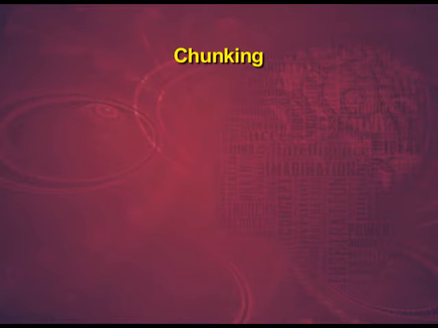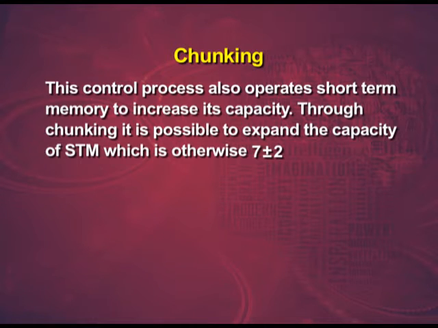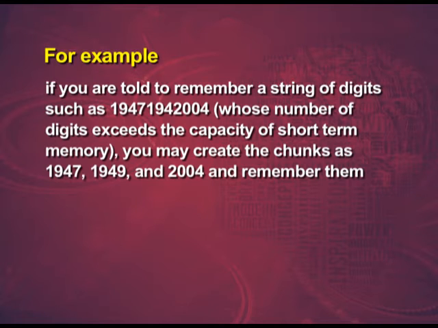3. Chunking. This control process also operates short-term memory to increase its capacity. Through chunking, it is possible to expand the capacity of short-term memory, which is otherwise 7 plus minus 2. For example, if you are told to remember a string of digits such as 194719420004, whose number of digits exceeds the capacity of STM, you may create the chunks as 1947, 1949 and 2004 and remember them.